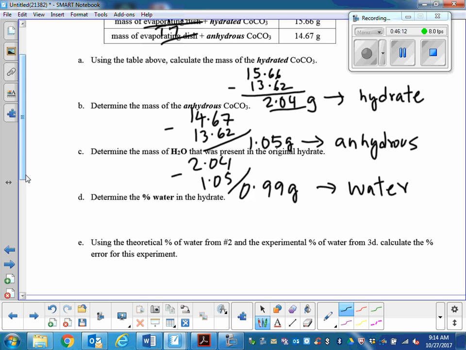What mass, Katie? Mass of the water, because that's my part. What will I take as my whole? Very good. The entire mass of the hydrate. Is that right? That's my whole. Do we understand this? Part by whole times 100. What is the answer, Katie?